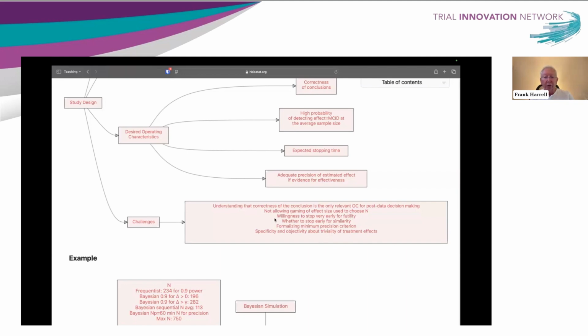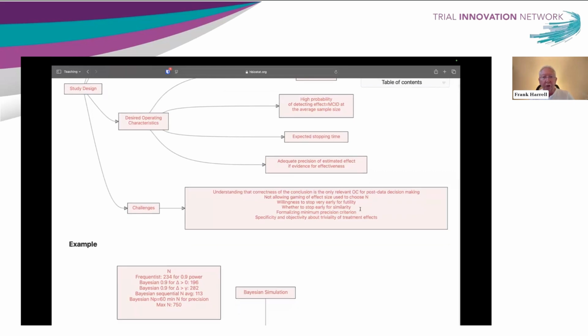Now, the reason all of this is so important is that I would wager $100 against anyone that of all of the studies that end up so-called negative, at least 50% of them could have been stopped very, very early. There's no reason to keep these studies going that end up negative, and a Bayesian sequential design will reveal that to you.